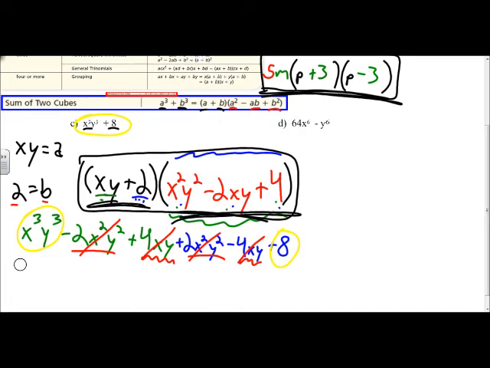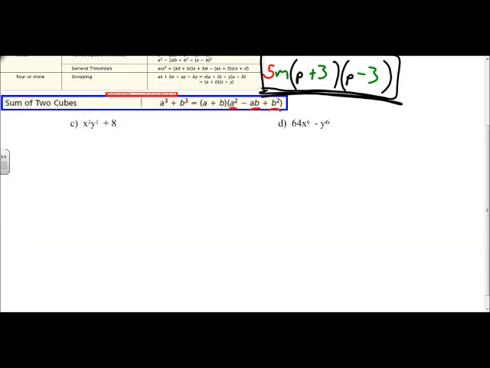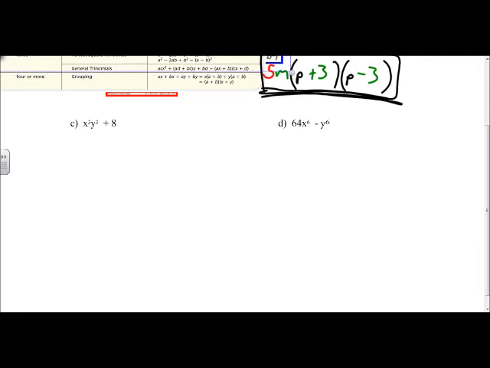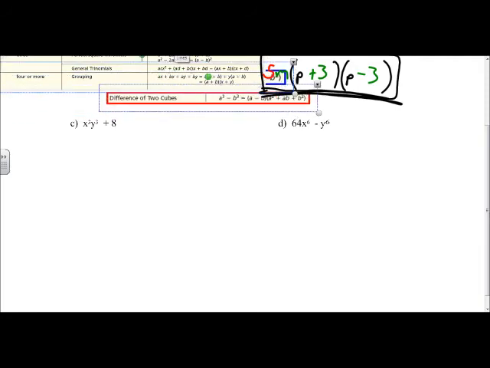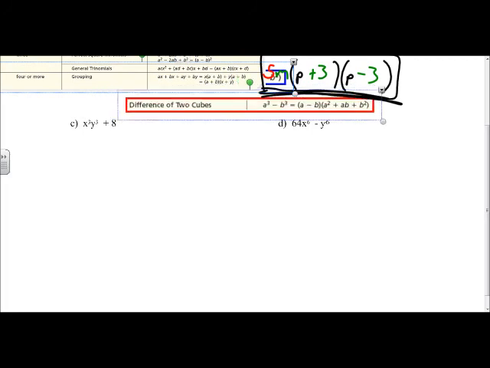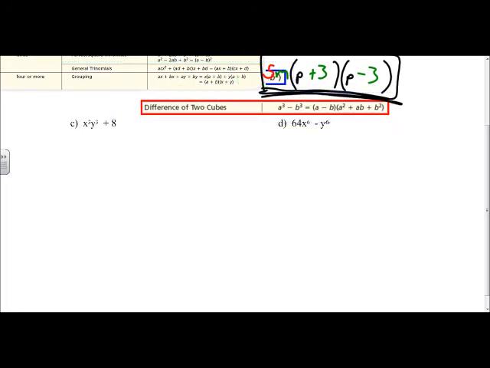Moving on from this one. If we look at our last example here, this one is in terms of a difference of two cubes. We have 64x to the 6th minus y to the 6th.